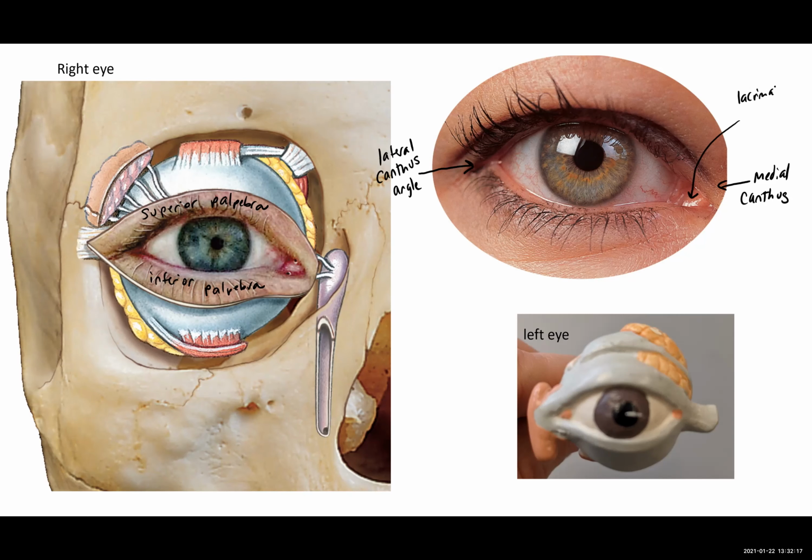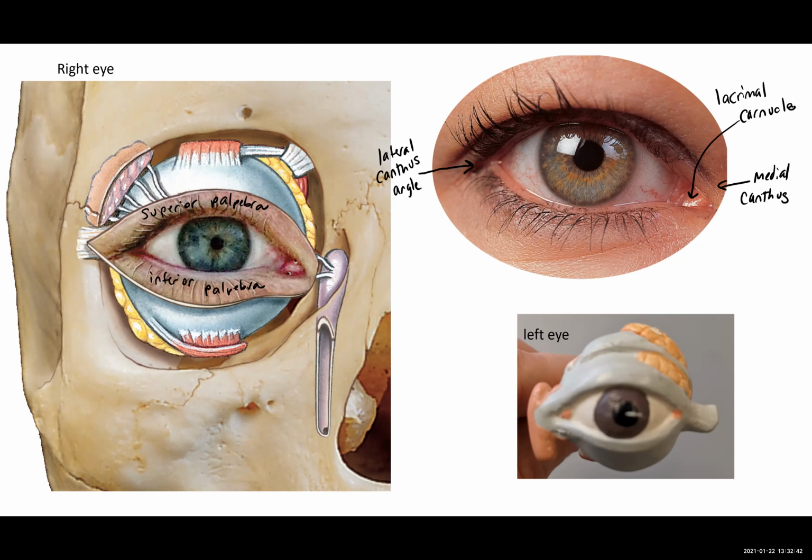lacrimal. Let me write that a little bit nicer. Lacrimal caruncle. And the lacrimal caruncle is actually producing lipids during our sleep. So that's kind of maybe where the production of our eye boogers come into play.